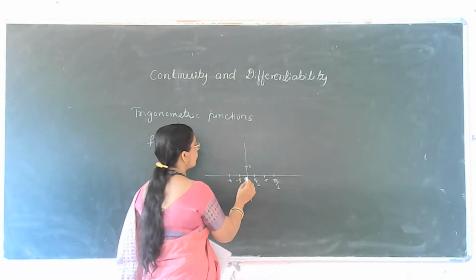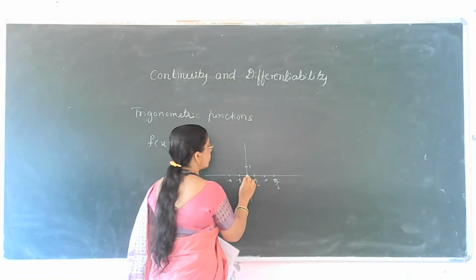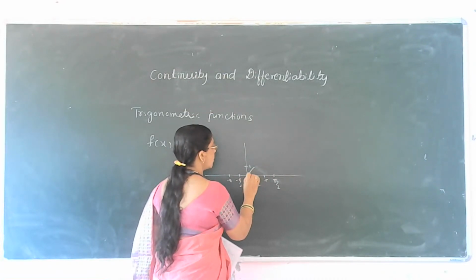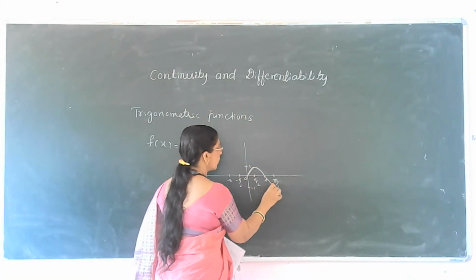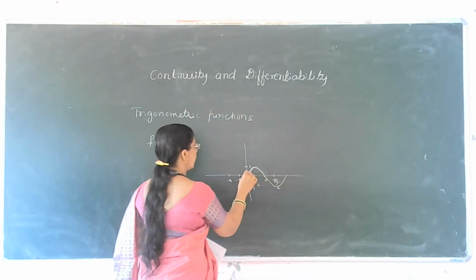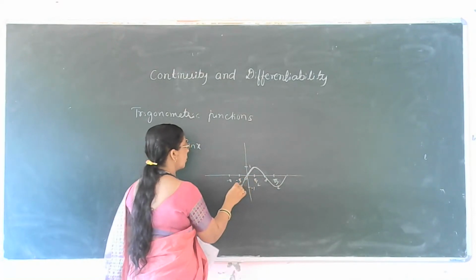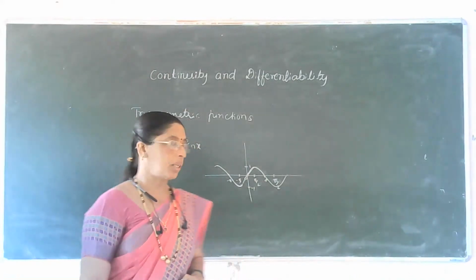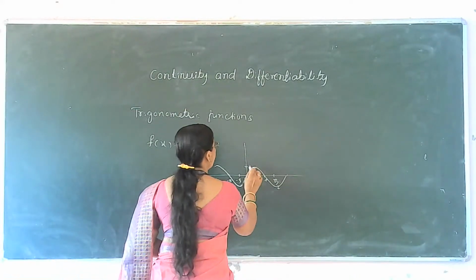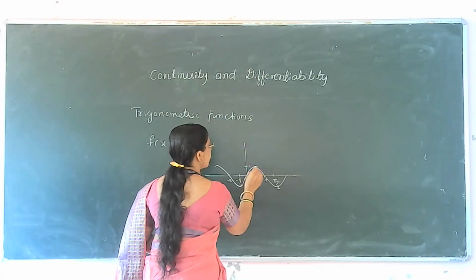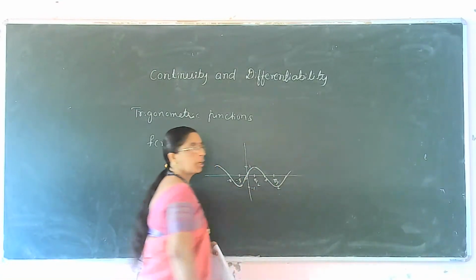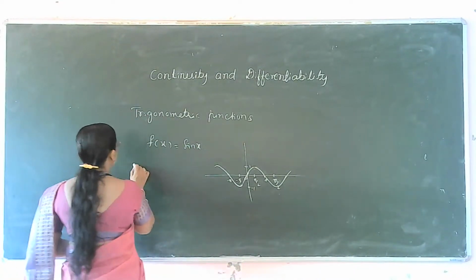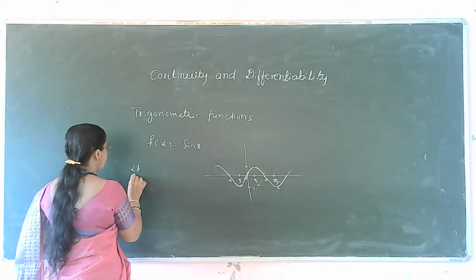The graph of the function: sin 0 is 0, sin pi by 2 is 1. The graph is like this. You studied it in the first period. Here, the graph is continuous. We can draw the graph with one stroke. Therefore, the function is continuous. So, we can prove that also.